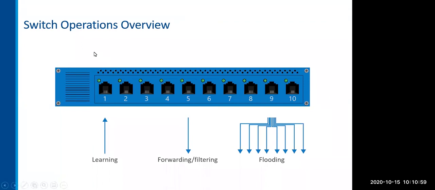Now, switching operations. Switching handles the transportation of local traffic. What do I mean by local traffic? By local traffic, I mean traffic internal to our networks, as opposed to remote traffic. That's a distinction I want to draw between those two types of traffic.